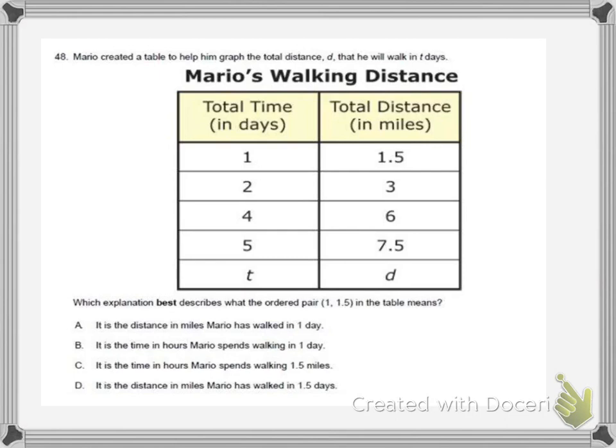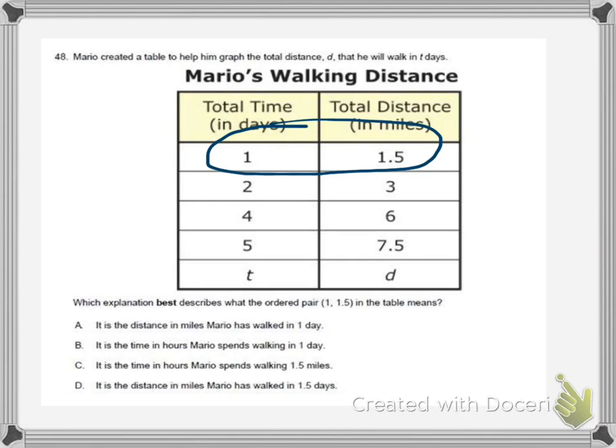Mario created a table to help him graph the total distance d that he will walk in t days. Which explanation best describes what the ordered pair 1, 1.5 in the table means? A says it is the distance in miles Mario has walked in one day. B says it is the time in hours Mario spends walking in one day. C says it is the time in hours Mario spends walking 1.5 miles. And D says it is the distance in miles Mario has walked in 1.5 days.